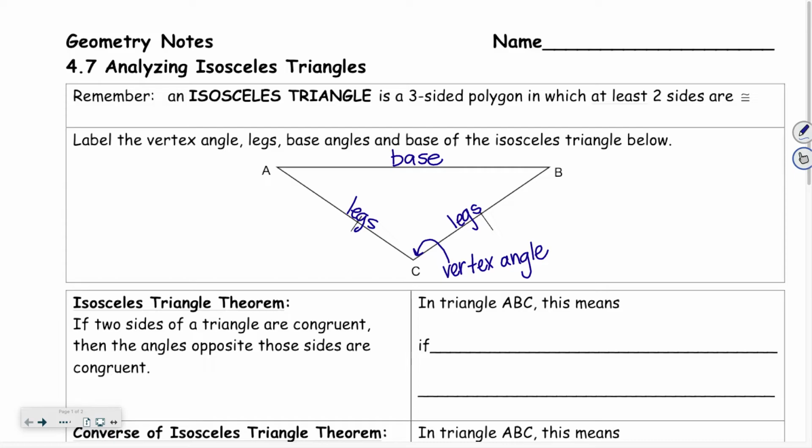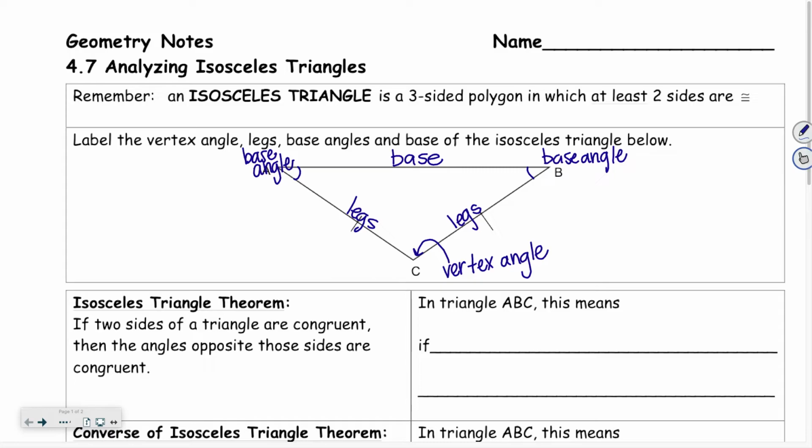The base is always opposite the vertex angle, and then these would be your base angles. And your base angles are always congruent. So the legs of the triangle are always congruent. The base angles are always congruent.